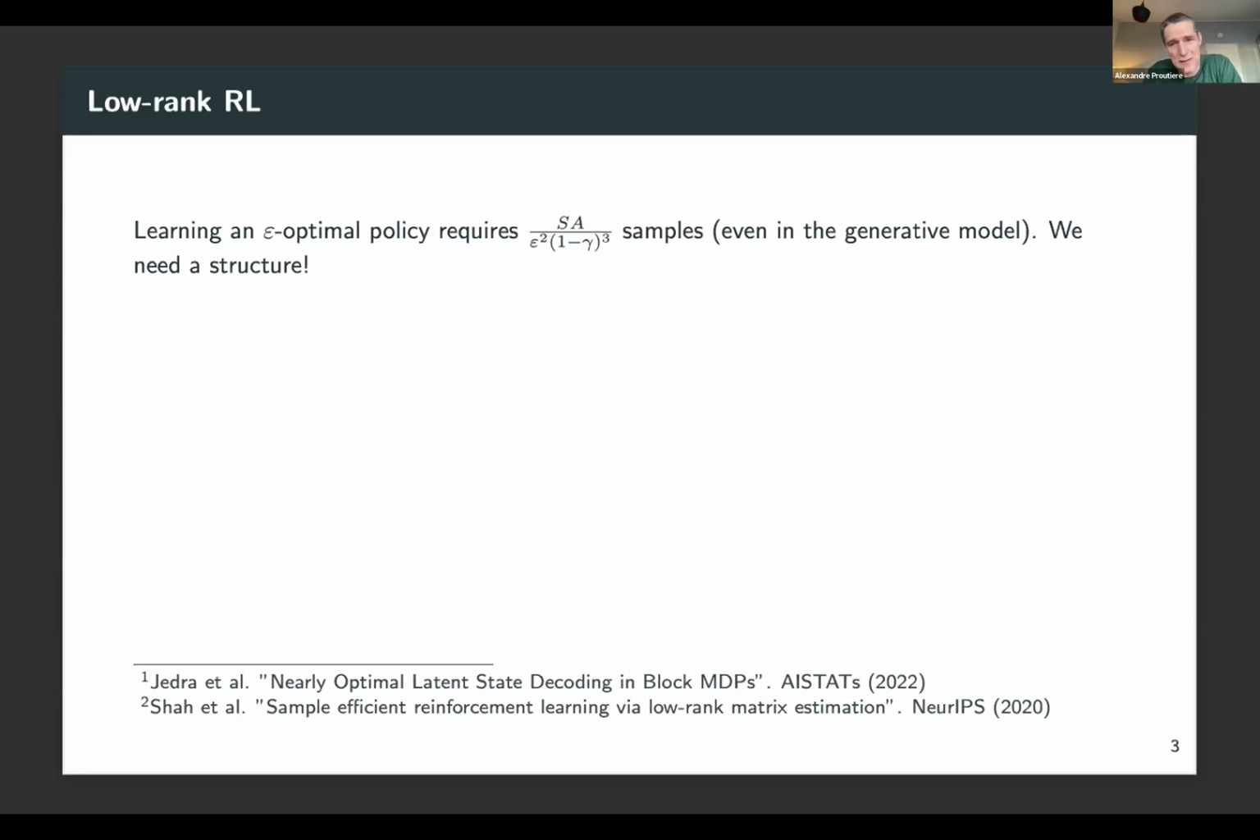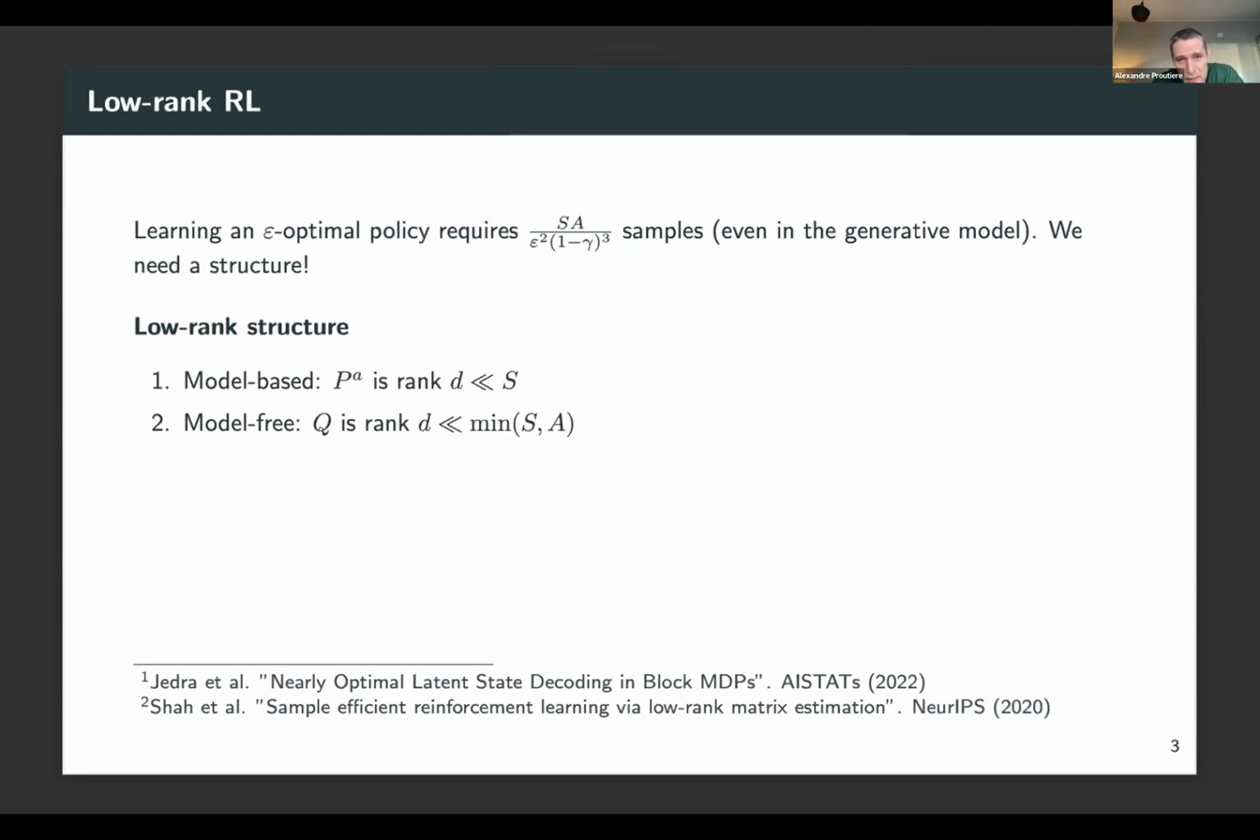This is a minimax lower bound, and the product SA tells you that you have to learn the dynamics in every state-action pair. That's why you need this kind of sample complexity. This minimax lower bound is, of course, valid for any kind of algorithm, including model-based or model-free.